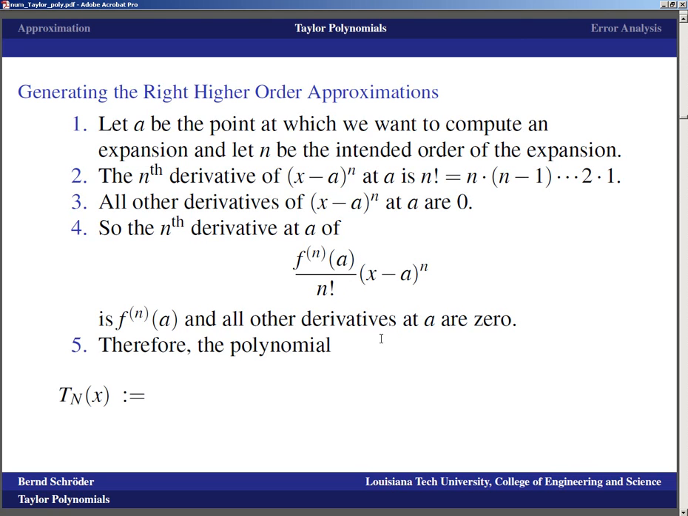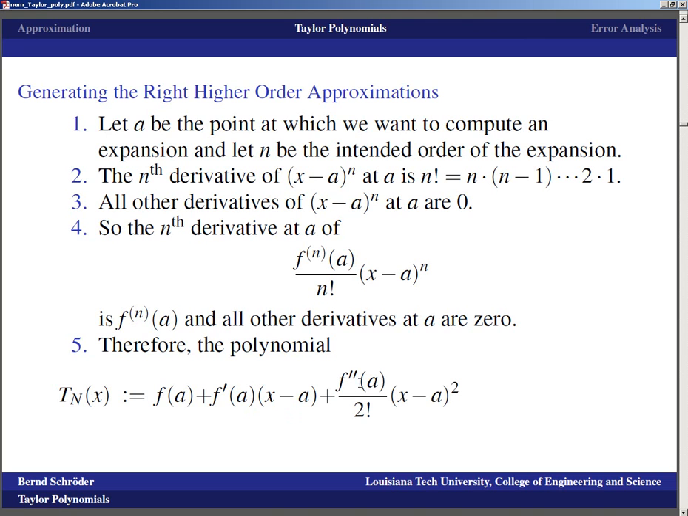If we now add these terms up, so if we form a polynomial Tn of x, which is f of a plus f prime of a times x minus a, right? That first step, that's the linear approximation. If you go back, the zeroth derivative is f of a, so the constant function just matches the zeroth derivative. The first order approximation, the linear approximation, matches the zeroth and the first derivative.